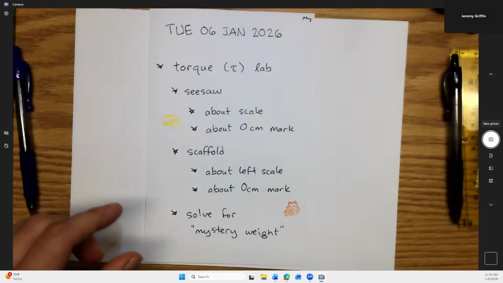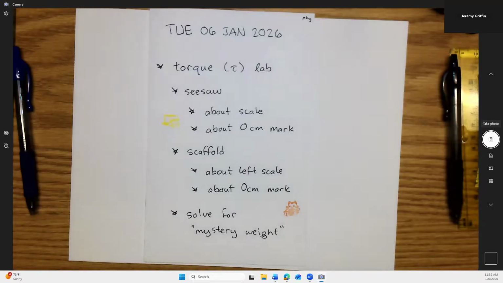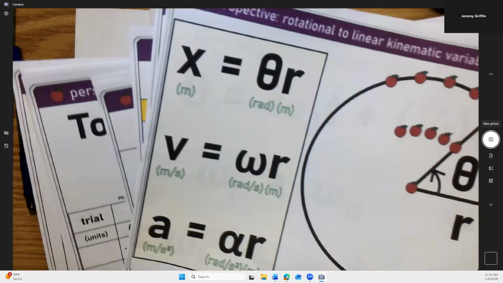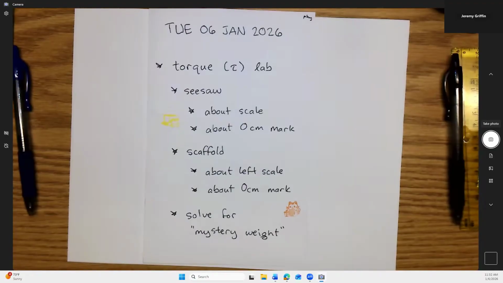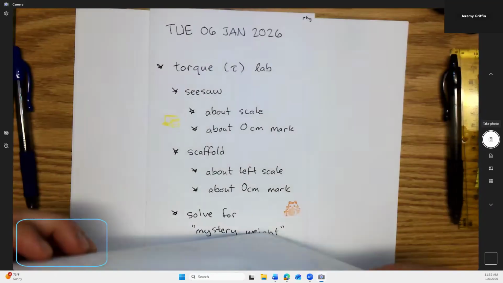All right, so yesterday I went through a bunch of posters with you guys, mostly focused on Unit 5, and I didn't quite get to what's considered part of Unit 6, but I think I'm going to take a break from that and come back to those later, and give you guys the opportunity to do this lab today. This lab is all about torque. Let me remind you guys what torque is.